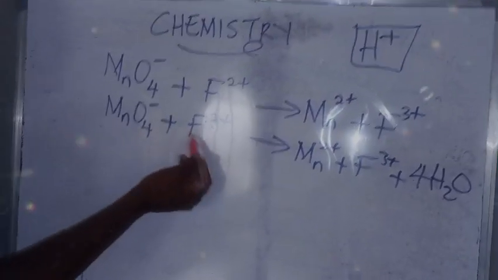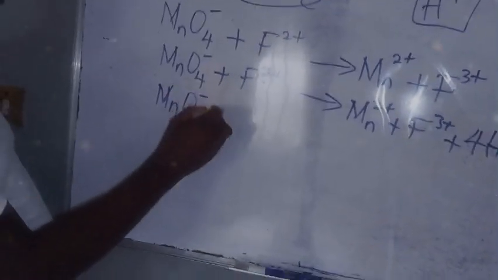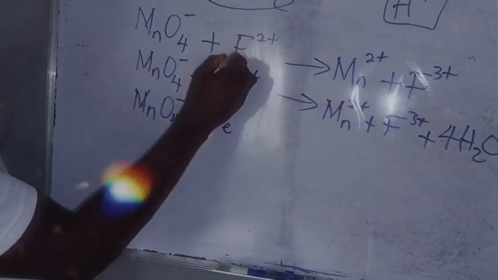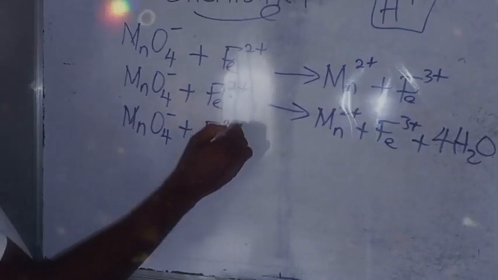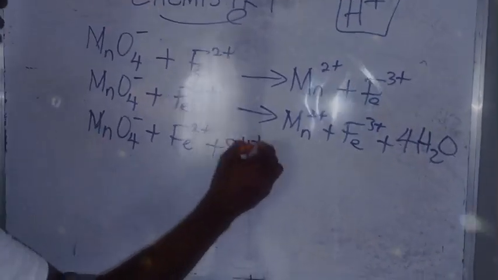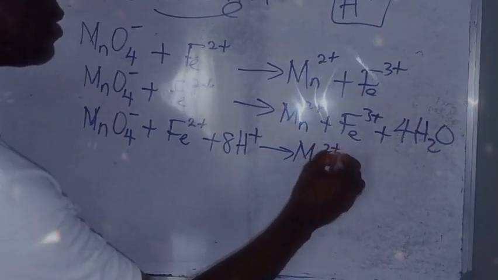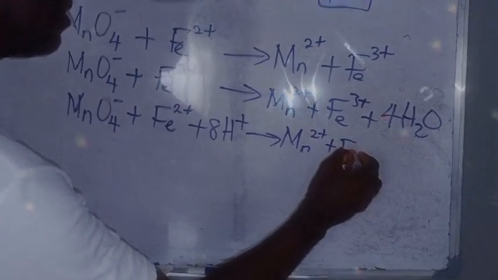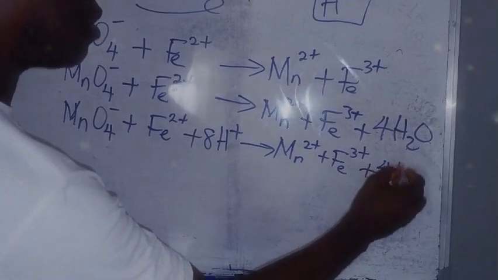So it means I need to introduce 8 hydrogen ions here. So I'm going to have MnO4 minus plus Fe2 plus, sorry, it is iron, Fe2 plus, plus 8 hydrogen ions, giving me Mn2 plus ion plus Fe3 plus plus 4 molecules of water, 4 moles of water.